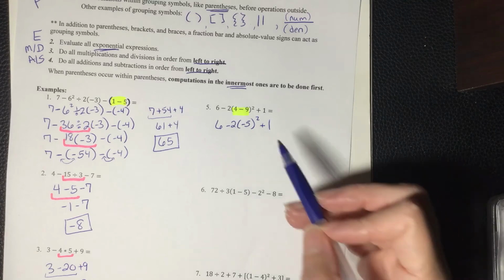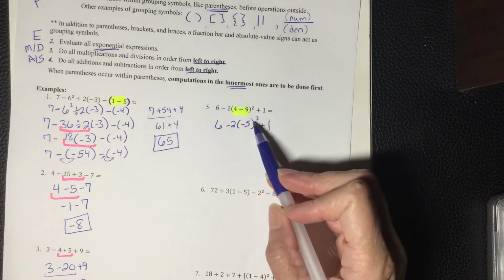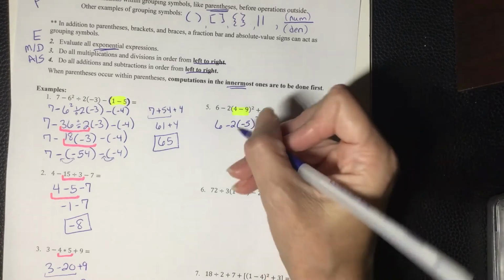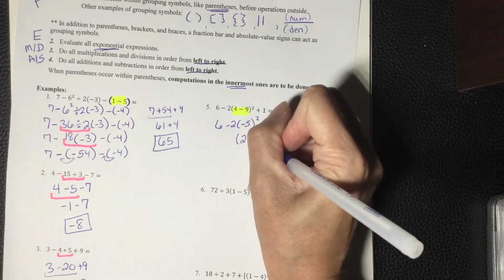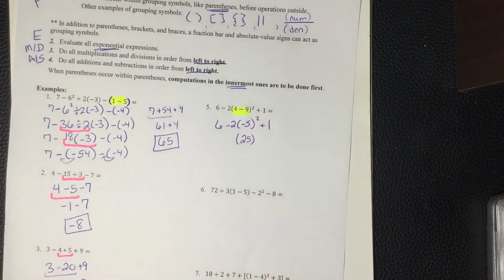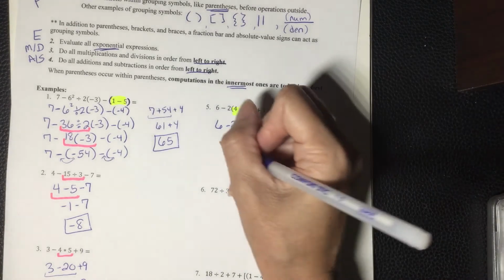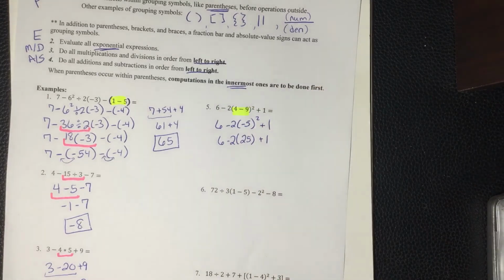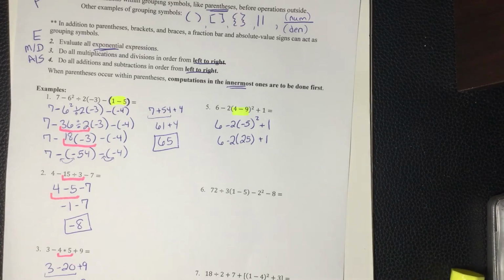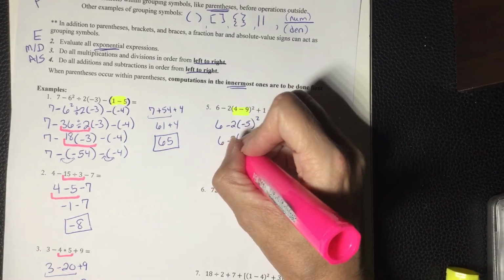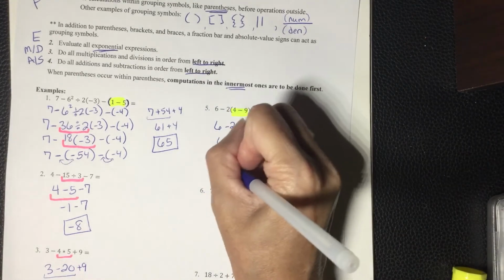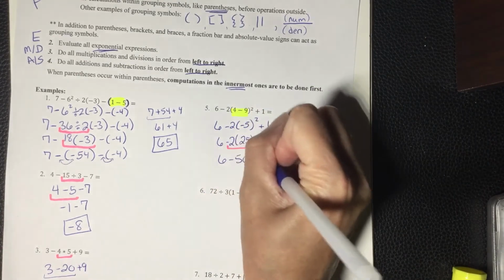I move on to exponents. So this is going to be negative 5 squared. So negative 5 times negative 5. So what's in parentheses becomes positive from multiplying the negative to the negative. Then I'm going to bring everything else down. All right, I've done grouping symbols and exponents. Now I go left to right doing any multiplication and division. So there's a multiplication. So 6 minus 50 plus 1.